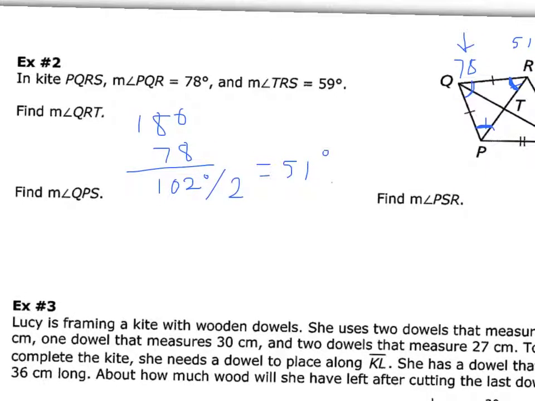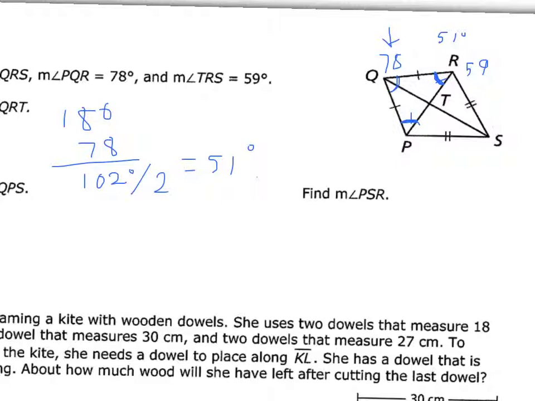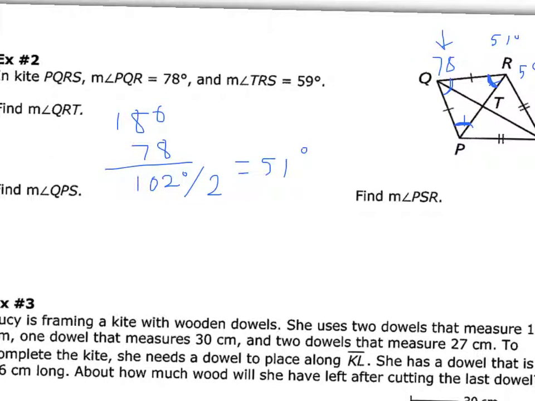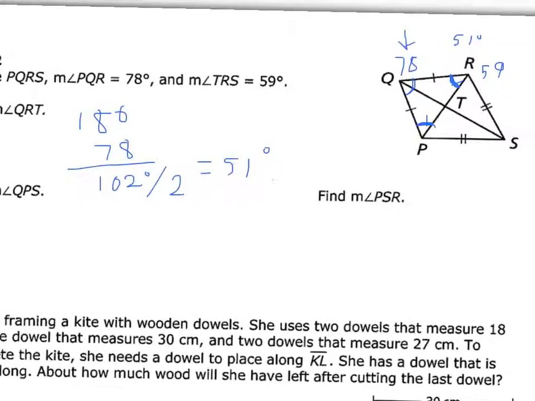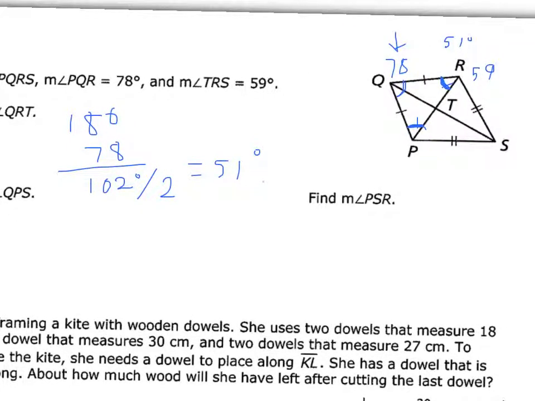Okay, let's take a look at QPS. All right, to find QPS, you're made up of two different angles. You're made up of QPT, and you're made up of SPT. Okay, and since you know that QPT is 51 degrees because it's congruent to this guy over here, you can go ahead and assume that it is 51 degrees. And since you know that TRS is 59 degrees, you have to go ahead and say that its opposite base angle is also 59 degrees.